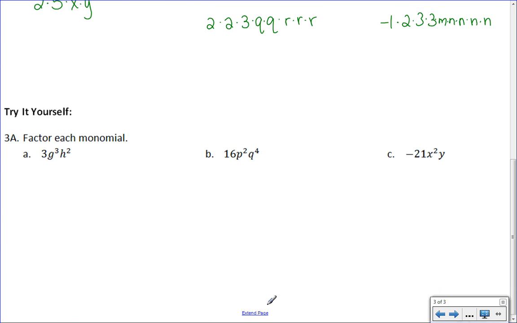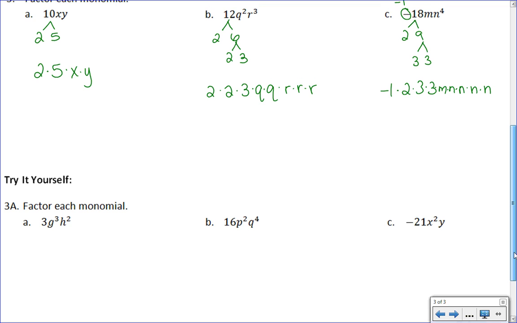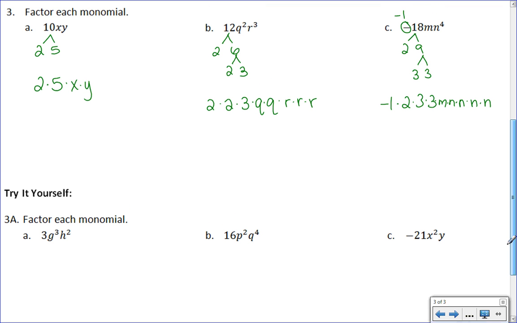Right, there's some for you to try on your own, so pause the video, work through those 3 problems, and when you're ready to check your answers, press play.